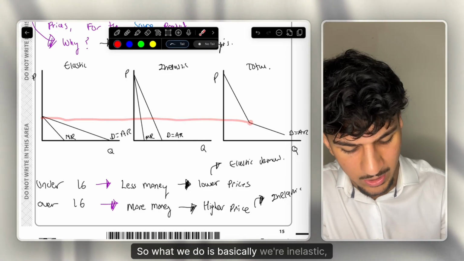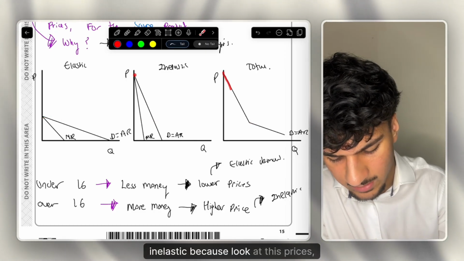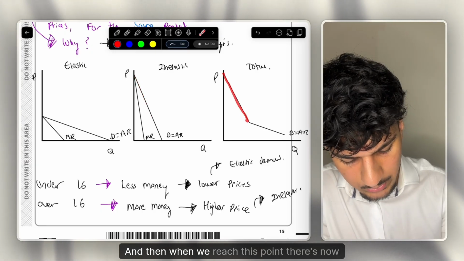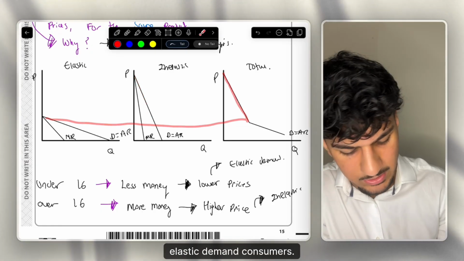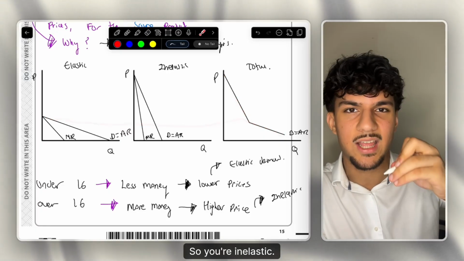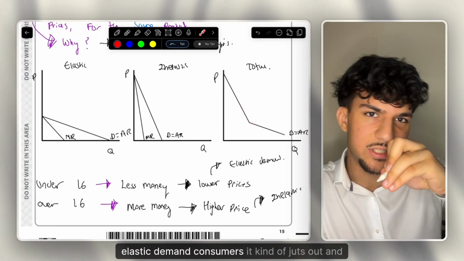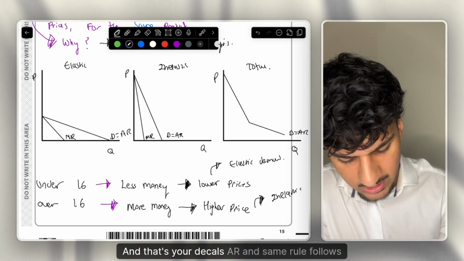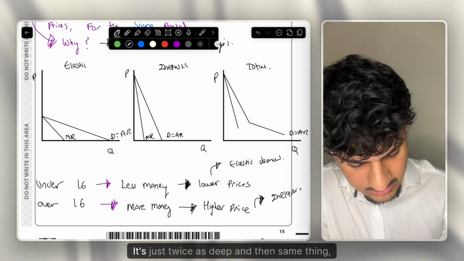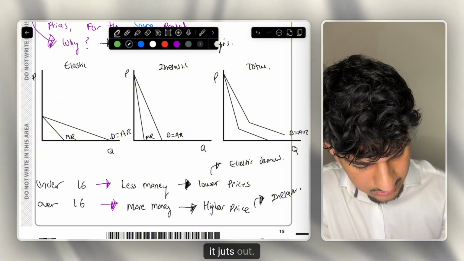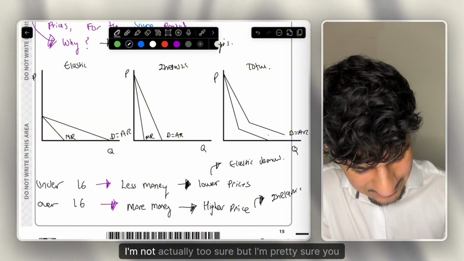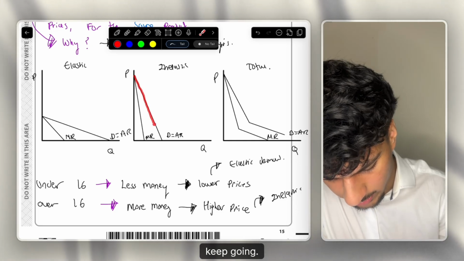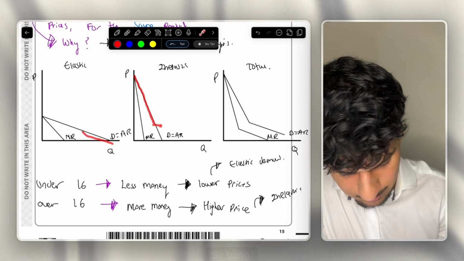So what we do is we're inelastic, because look, at these prices there's only inelastic demand consumers. And then when we reach this point, there's now elastic demand consumers, so the curve juts out and becomes an elastic demand curve. And that's your D equals AR, and the same rule follows for your MR. It's just twice as steep, and then same thing, it juts out. I think juts out's a word, I'm not too sure, but I'm pretty sure you get what I mean. So keep going, and then we have the elastic bit, so like that.